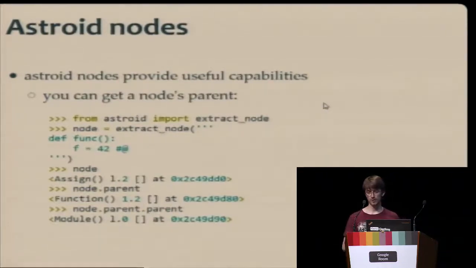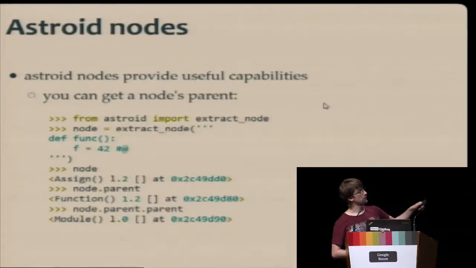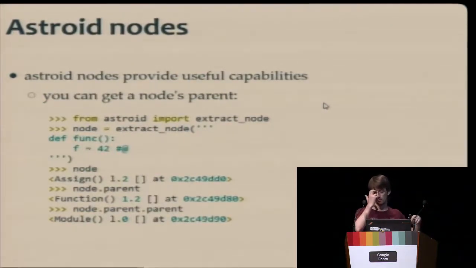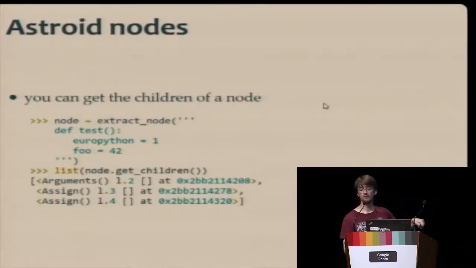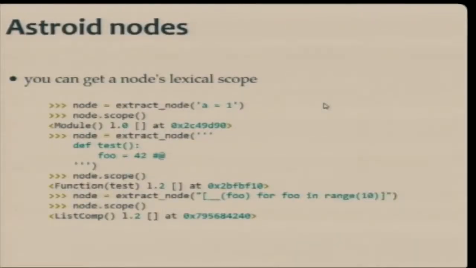And as I mentioned, our Astroid nodes are quite similar to the ones from ast, but we augment them with a couple of capabilities specific for our purposes. Like in this example, for instance, you can actually retrieve the parent of a node, and you can walk up in the tree starting from one node. Also, you can walk down by using the get_children method, right? Also, you can retrieve the lexical scope of a variable.